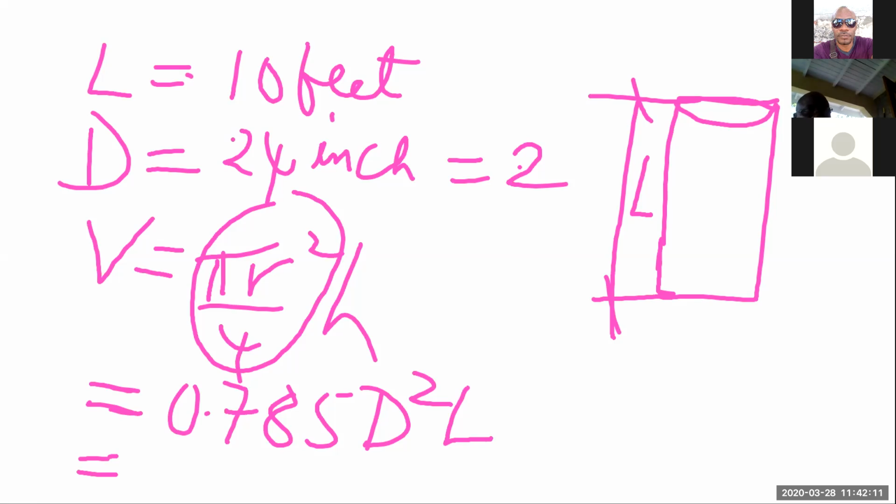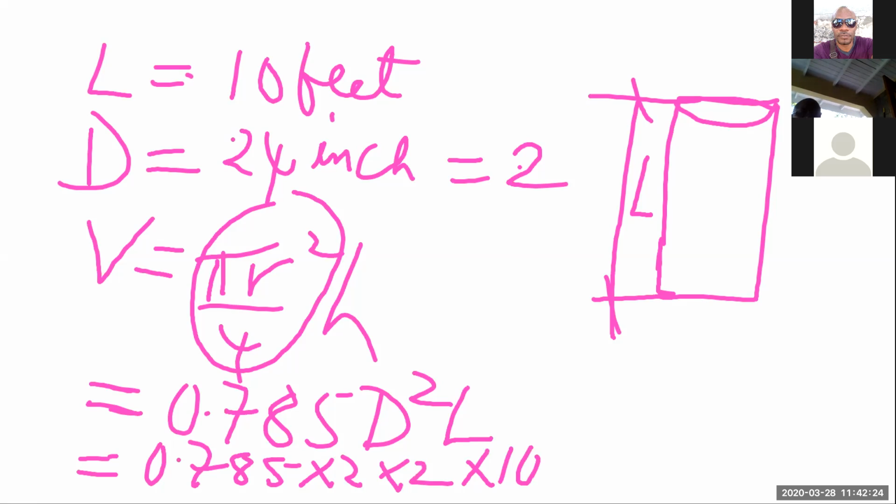Here would be 0.785. The diameter is 2, so D squared is 2 multiplied by 2, and the length was 10 feet. It's feet squared by feet here, so all would be in cubic feet, or feet to the cube, which is the same thing.